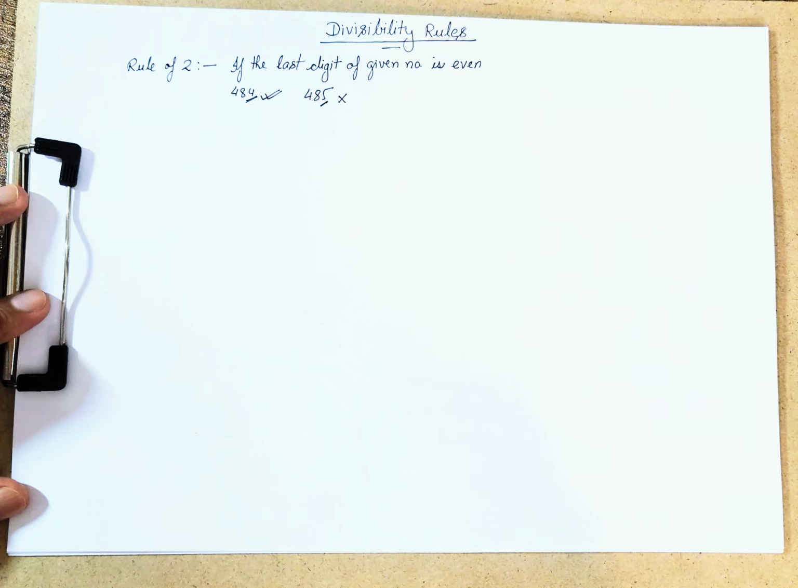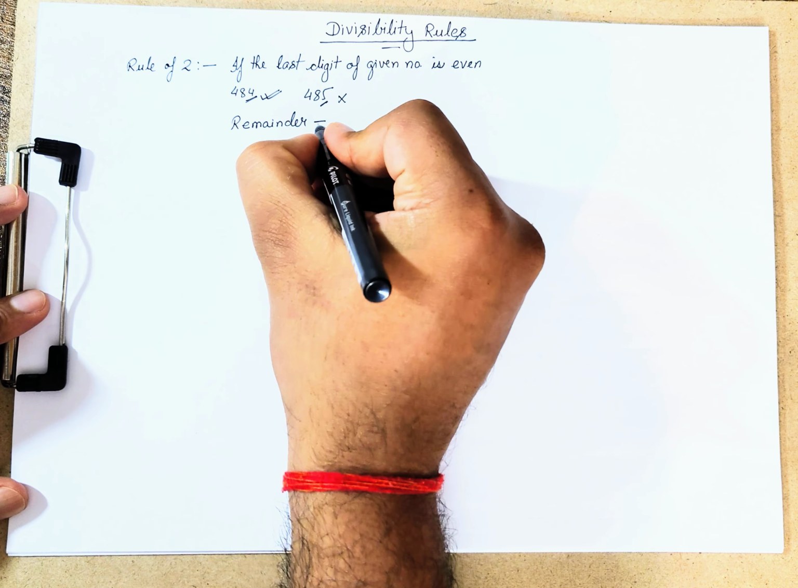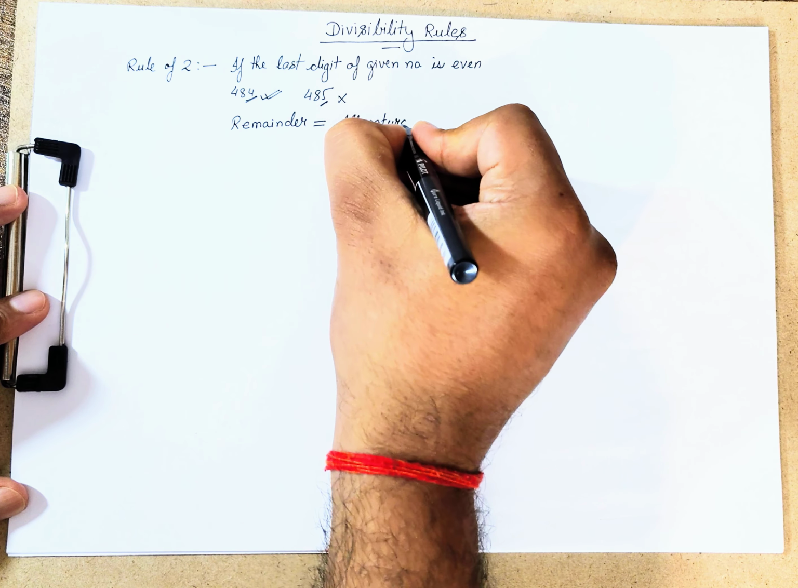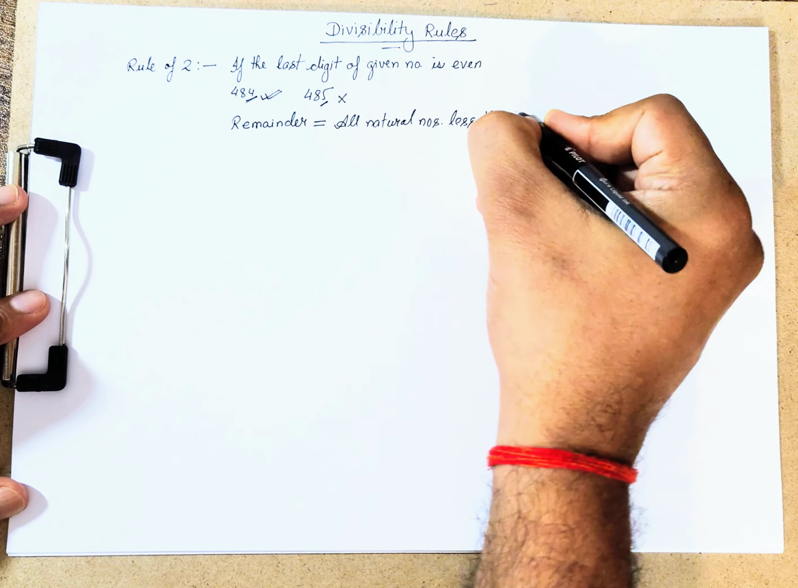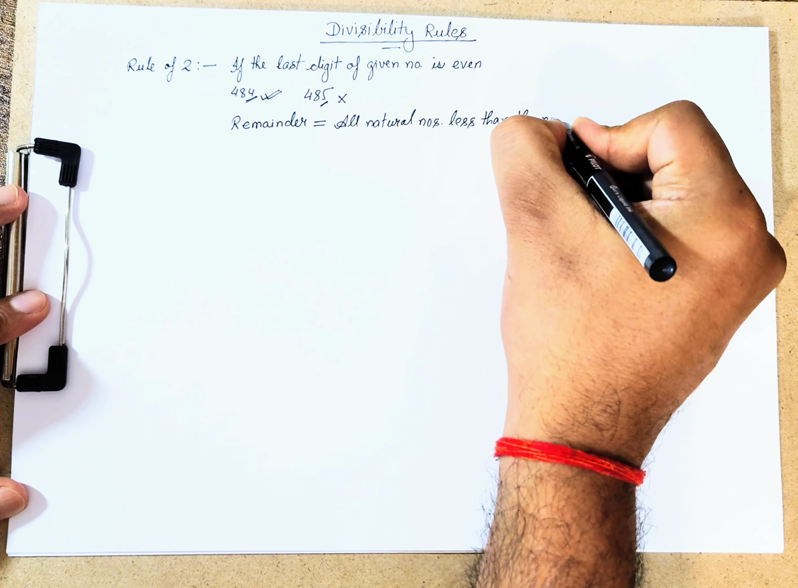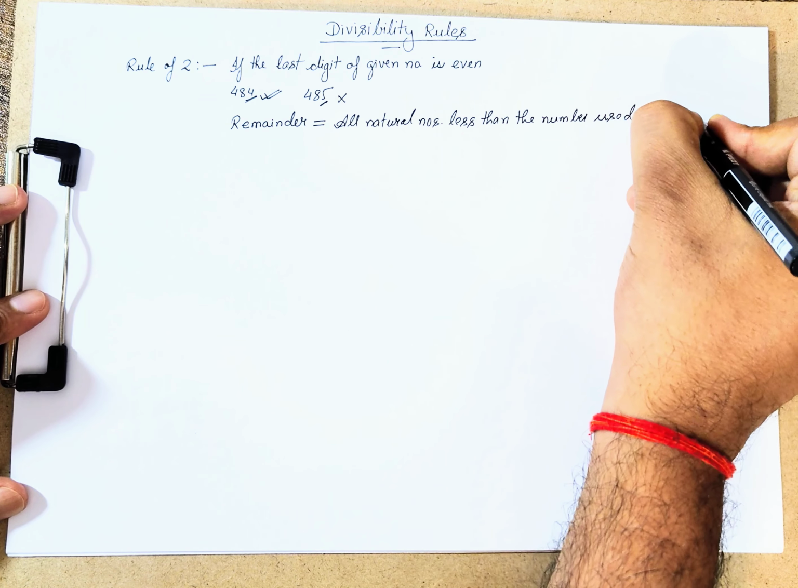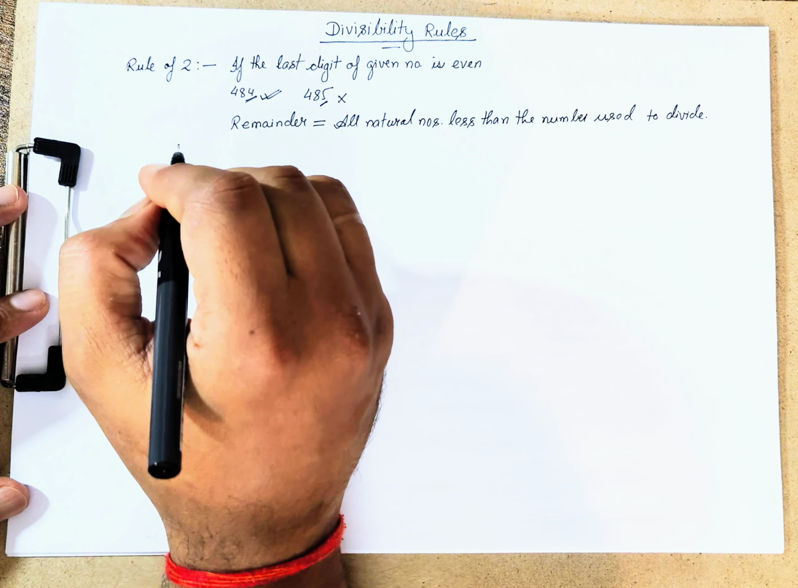So remember that the remainder of any number is all natural numbers less than the number used to divide. So in this case, 2 can always have remainder as 1 and only 1.